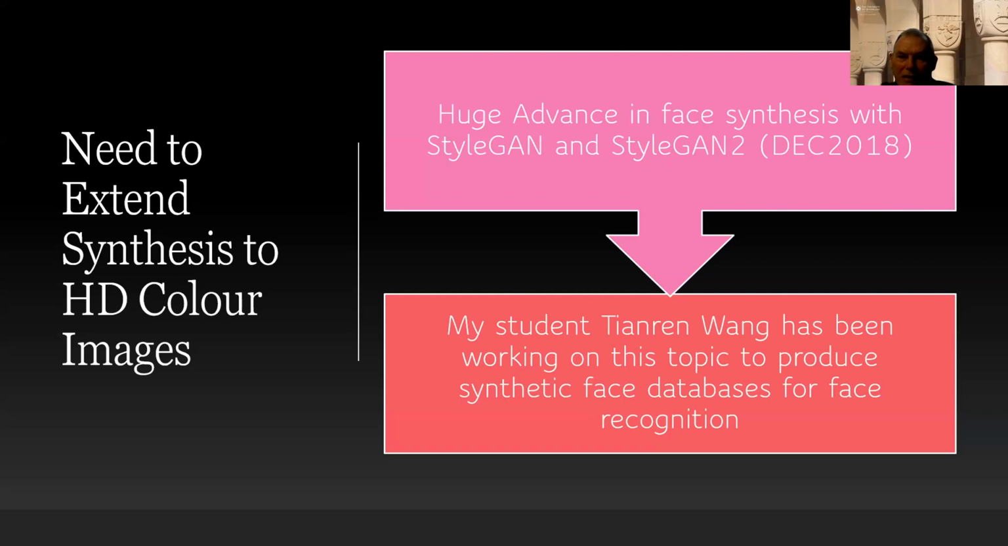So we want to extend the synthesis to high definition color images. For a long time, synthesis was limited to quite small images. And then with, say, the progressive GAN and so on, people were able to synthesize much higher quality images. ProGAN was a progenitor of StyleGAN and StyleGAN2, which were from NVIDIA, and they showed that you could generate totally synthetic humans, and that was a real landmark. And that's only December 2018. It seems strange talking about landmark studies that are only a year or so old, but that's how it is.